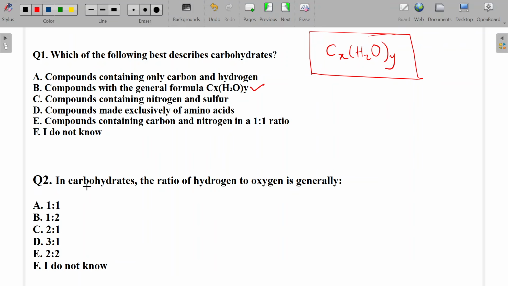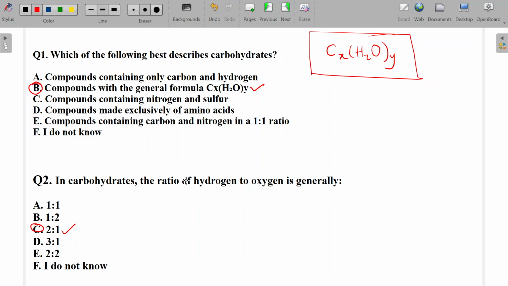Question 2. In carbohydrates, the ratio of hydrogen to oxygen is generally A. 1-to-1, B. 1-to-2, C. 2-to-1, D. 3-to-1, E. 2-to-2, F. I do not know. Yes, it's C. So you've seen how they've arranged it.